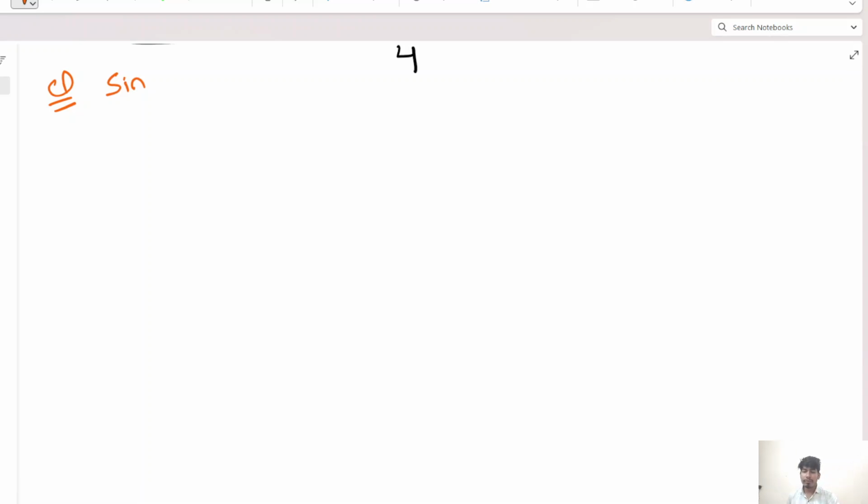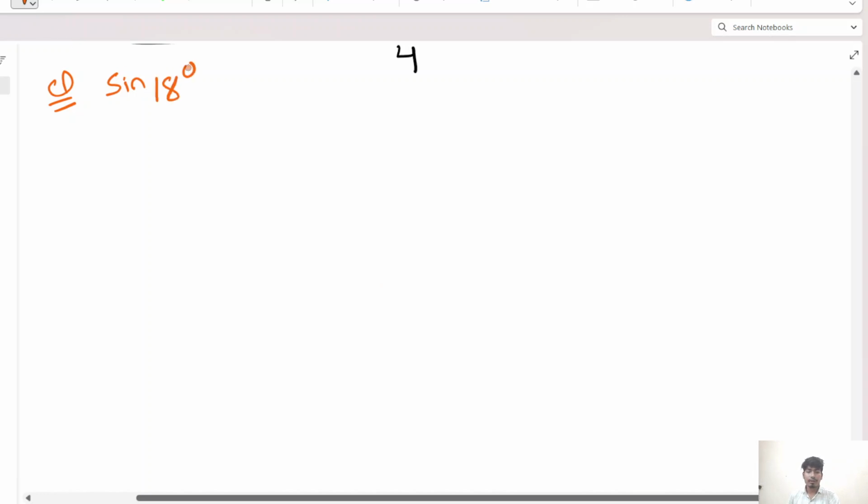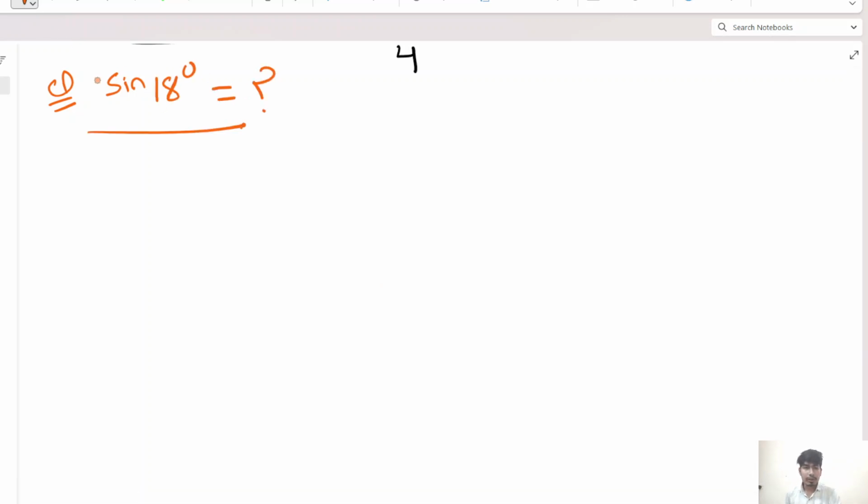We have to find the value of sine 18 degrees. Let theta be equal to 18 degrees. Then 5 theta is 90 degrees.